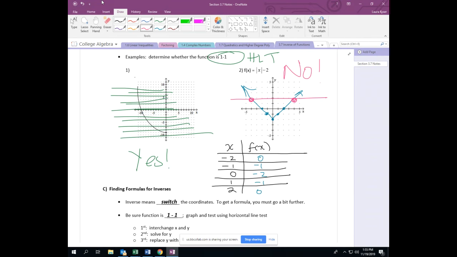So if they give you a picture, go straight from the picture given. If they give you an equation, you're probably going to want to draw the graph so that you can check for the horizontal line test.